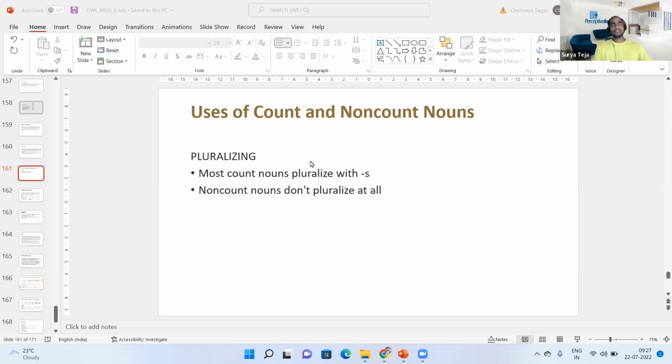Starting with count and non-count nouns, what we often hear is that nouns which are countable are mostly pluralized, and non-count nouns cannot be pluralized. That is what we would have heard in most of the classes, but it is not actually true in every situation. Sometimes count nouns cannot be pluralized and non-count nouns can be pluralized. There are certain rules where this could be applicable, so we'll see how and why it is possible. Moving on to the next one.